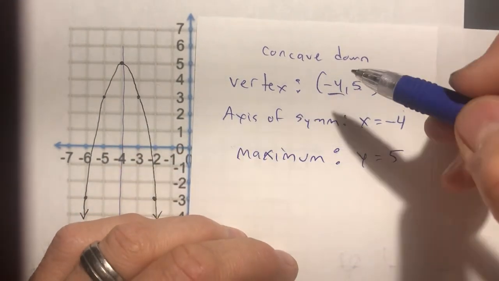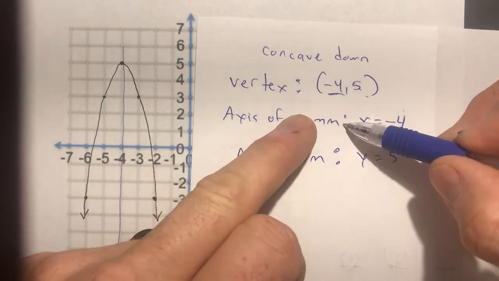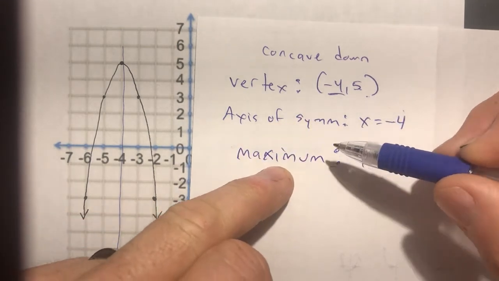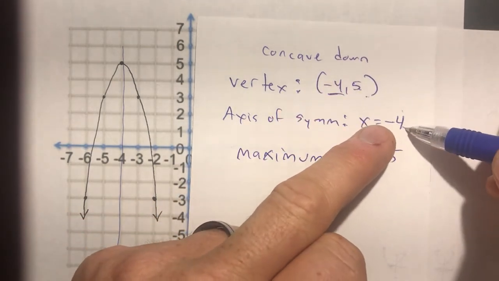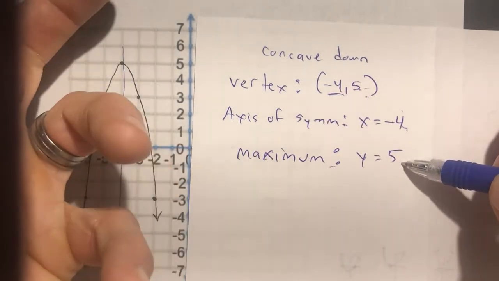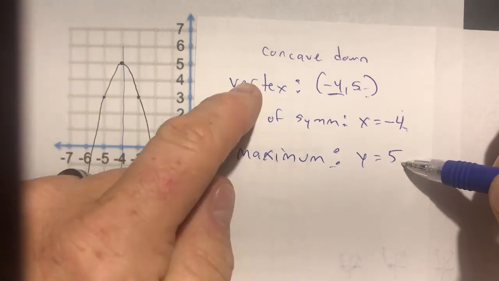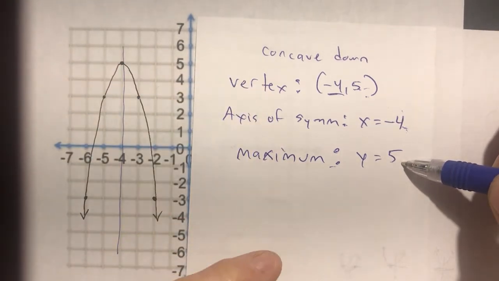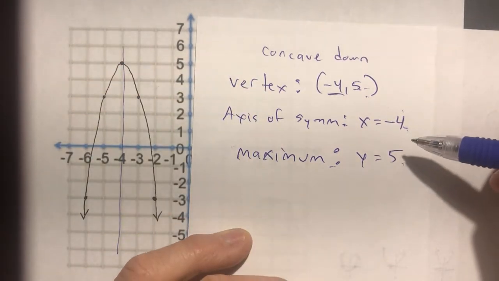All right, so whenever you have your vertex, it tells you your axis of symmetry and your maximum or minimum. Your x is your axis of symmetry, and your y is your maximum or minimum: a minimum if it's going concave up. This one's going concave down, so it's a max.